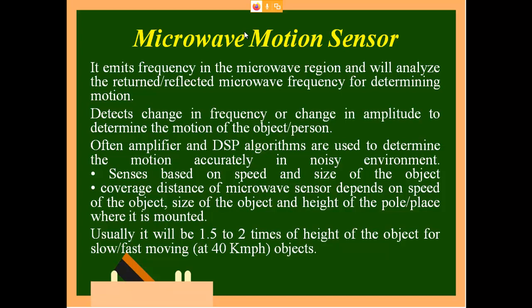The sensor coverage is based on the speed and size of the object. The distance of a microwave sensor depends on speed. So here distance is not a problem, and you can read even the far end with the help of your microwave sensor. Usually it will be 1.5 to 2 times the height of the object, for objects moving from slow to fast, up to 40 kilometers per hour. Objects can also be recorded using microwave motion sensors.